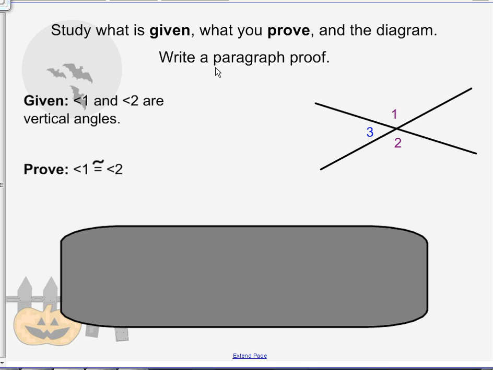So your first step is you're going to study what is given, what you have to prove, and the diagram that you're given. Okay, so in this case the diagram would be this, and you have to write a paragraph proof about this. So in every proof you're going to get a picture or a diagram. You're going to get something that is given, okay? And then you're also going to get something that you need to prove to be correct. And you're going to need to do that in a series of different ways.